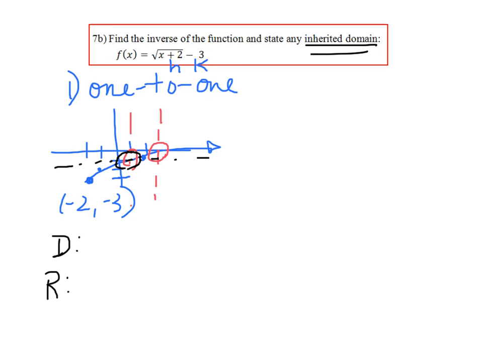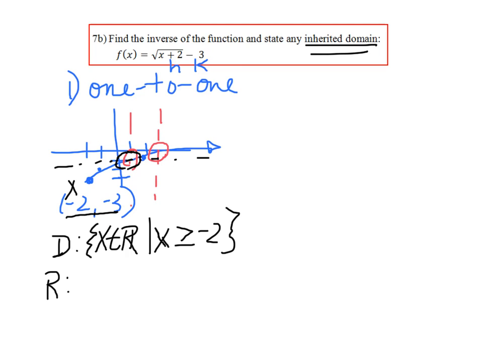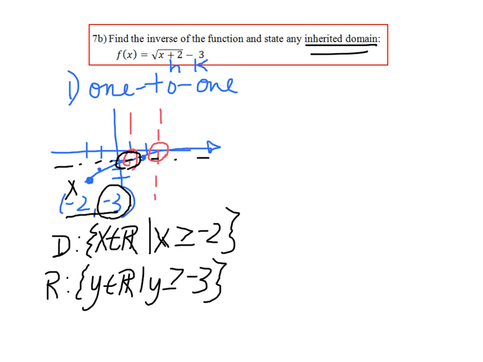So here's my domain of my original function: x is an element of all real numbers such that, and this is where the starting point helps me, this -2 is my x value, so x has to be greater than or equal to this -2. And for my y value, that's where this -3 at my starting point comes in. I'm going to have y as an element of all real numbers such that y is greater than or equal to -3. And there is my domain and range.